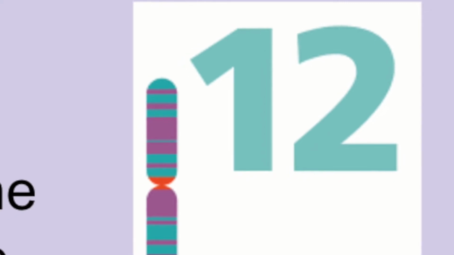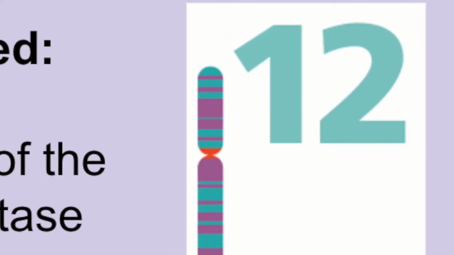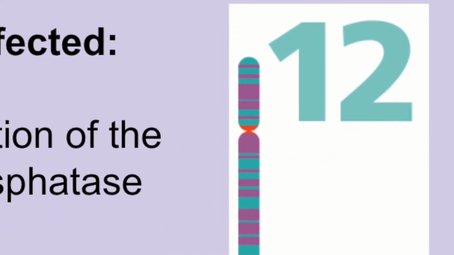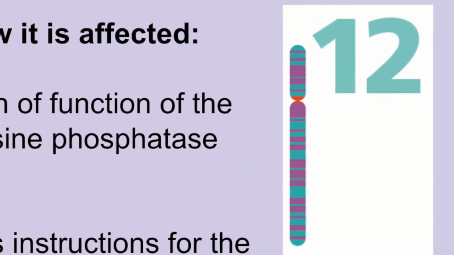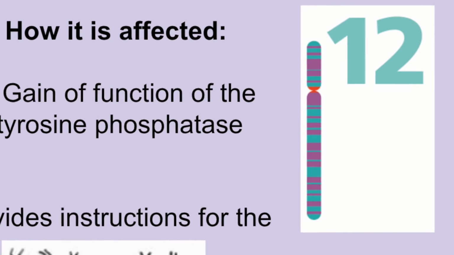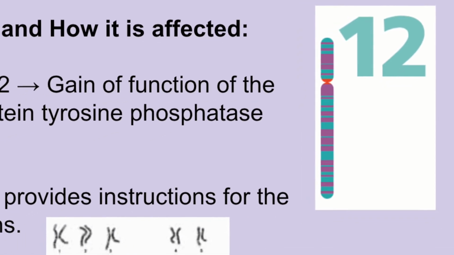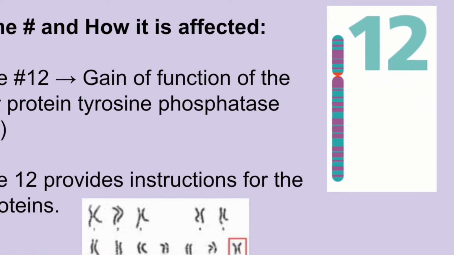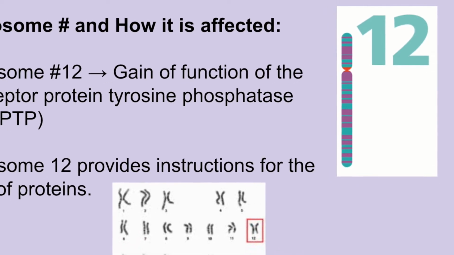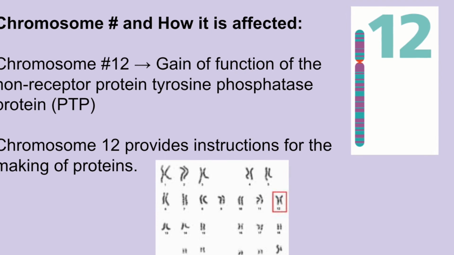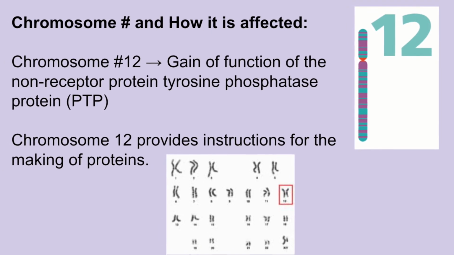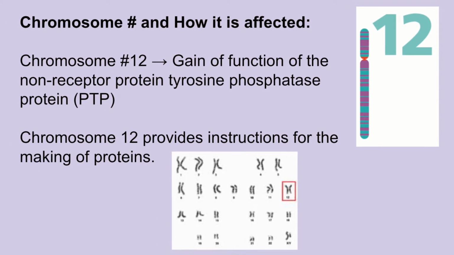So here on chromosome number 12, Noonan syndrome is transmitted as an autosomal dominant genetic disorder, as I had stated earlier. Chromosome number 12 is affected by the mutations in the PTP gene. So those are the protein tyrosine phosphatase proteins. We're just going to call them PTP today. And this leads to a gain of function of the non-receptor protein, the PTP.